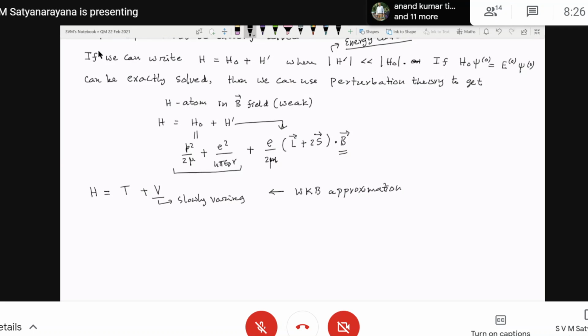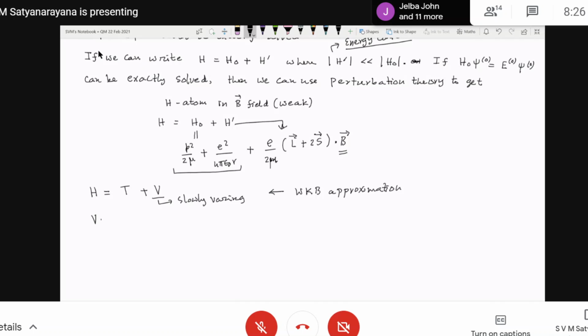So if you are not able to write it as H0 plus H prime, and if you have a special situation where this is slowly varying, then you can use WKB. Now, if you cannot write it like this either, and the potential is also not slowly varying, then you have to use variational. So H is something which you cannot write as H0 plus H prime. That means there is no part of it which can be exactly solved. And the potential is also not slowly varying, in which case you use the variational technique.